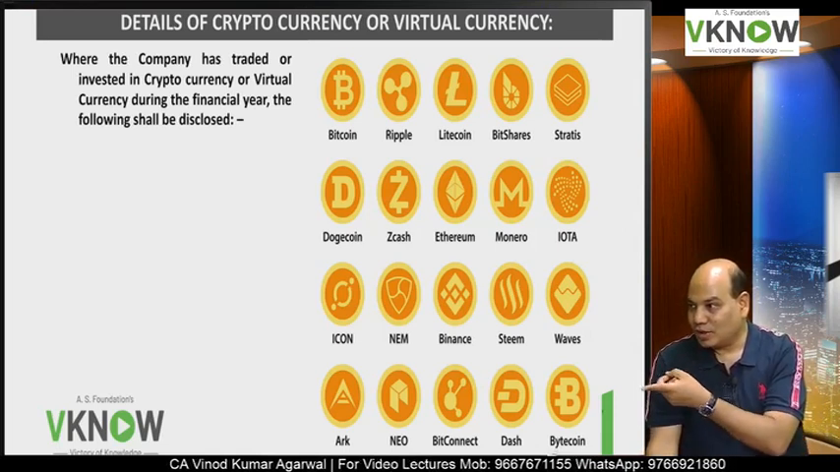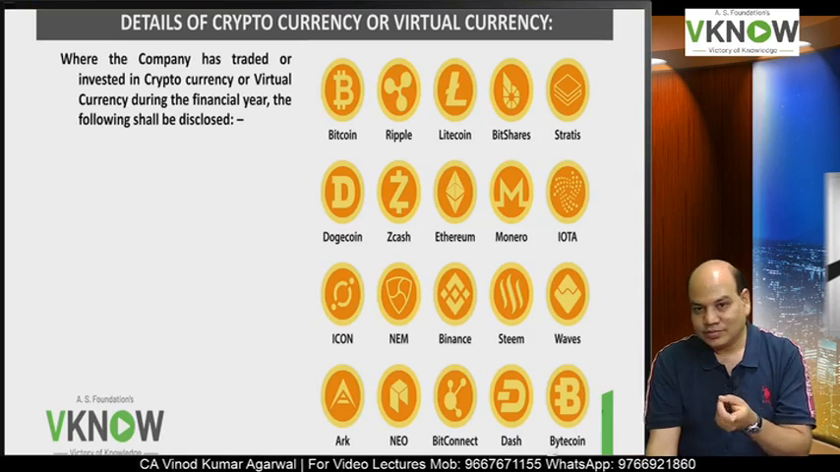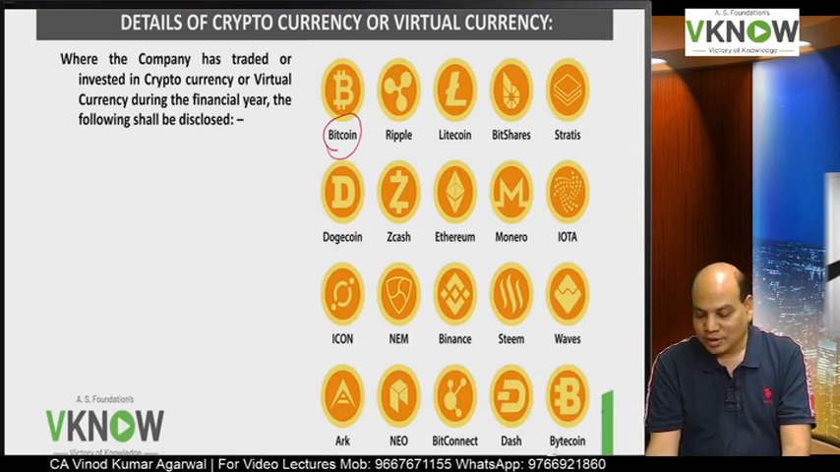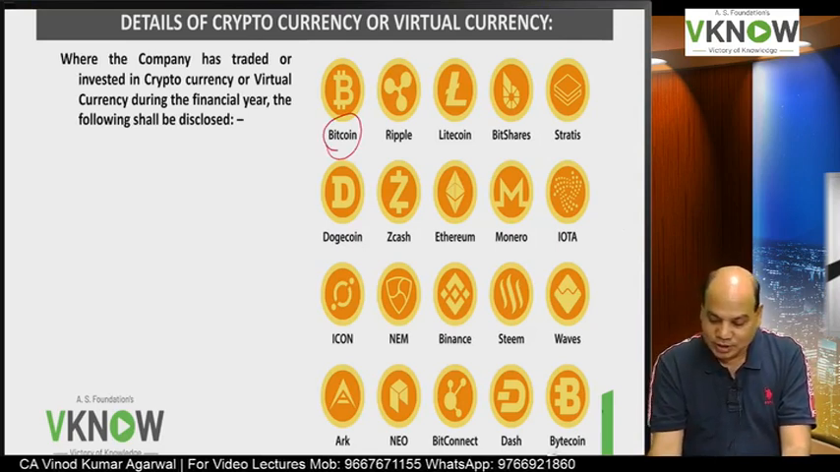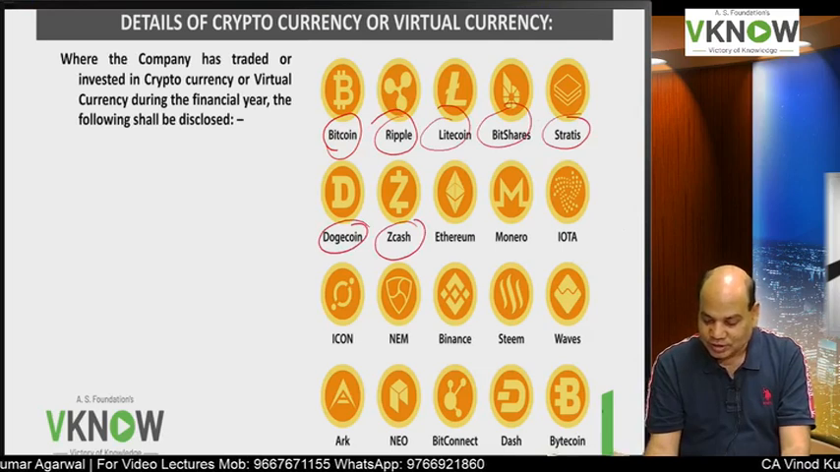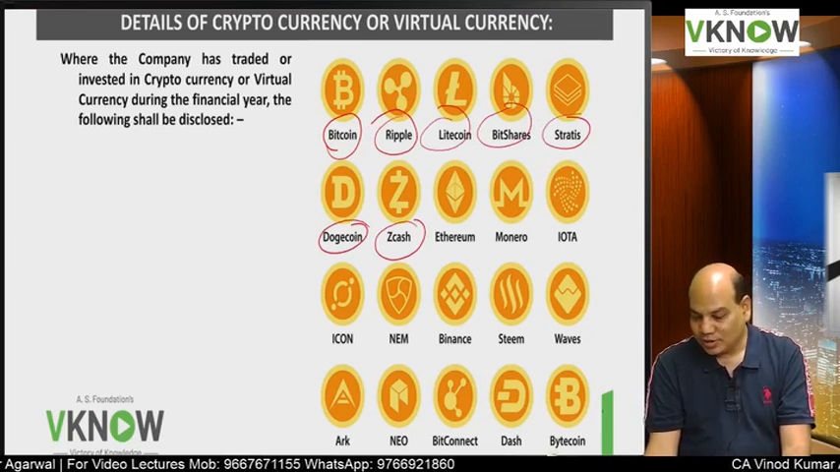So have you played in cryptocurrency any time? No. Very good. So Bitcoin is the most popular one, and then because of that some others came: Ripple, Litecoin, BitShares, Stratis, Dogecoin, Zcash, etc. Okay.